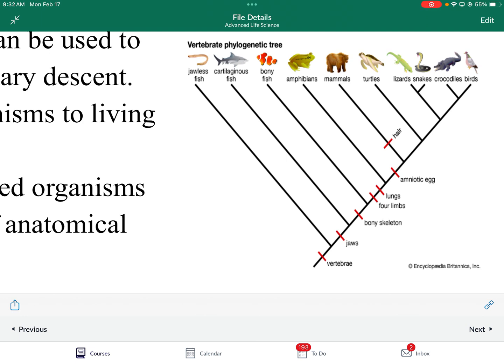Y'all, I think that you have to create one of these in this unit. So if you're having a hard time focusing because we've been talking for a long time, make sure you're paying attention now, okay?